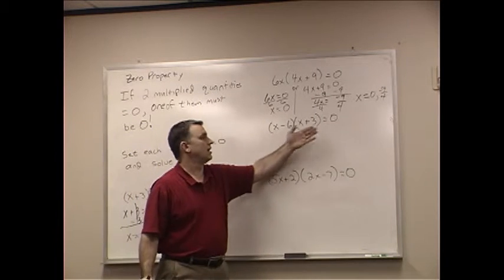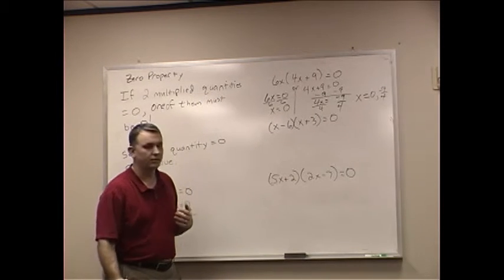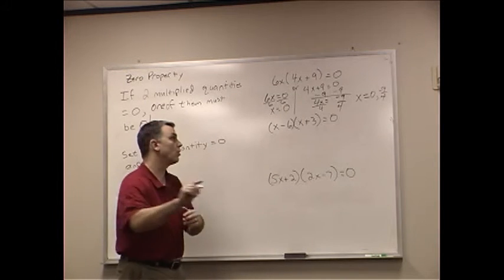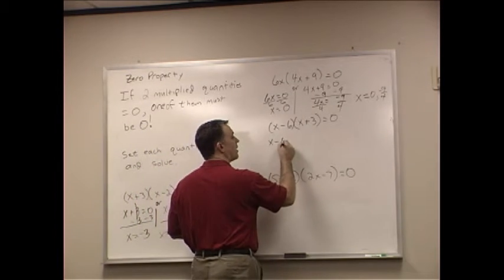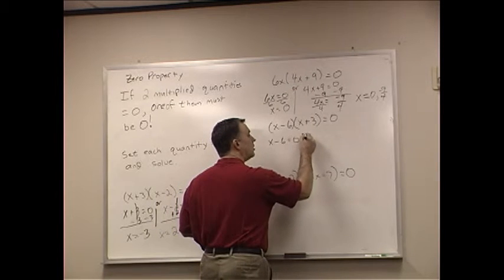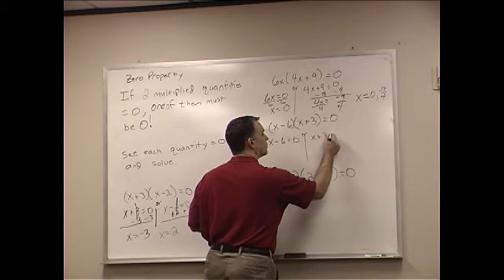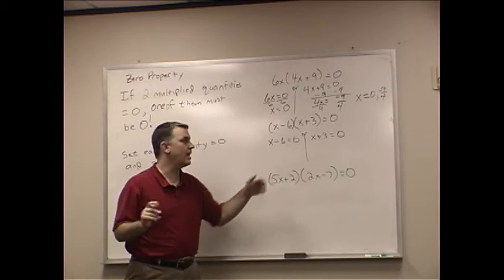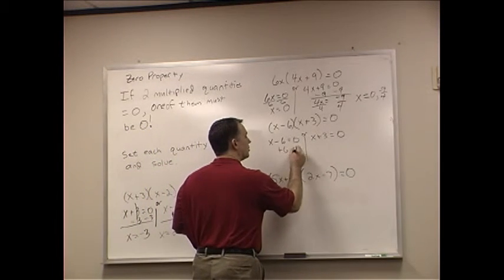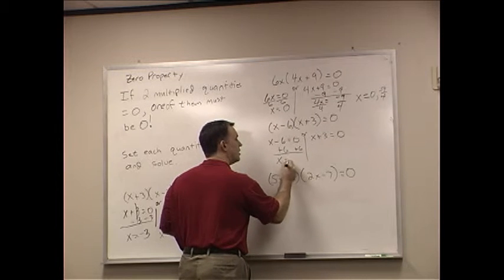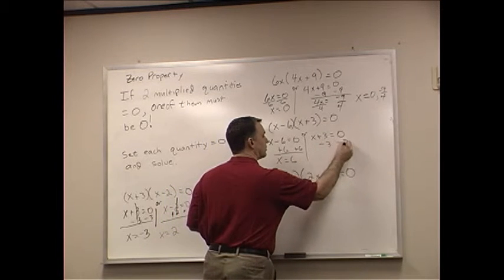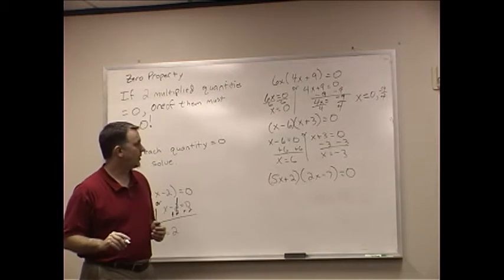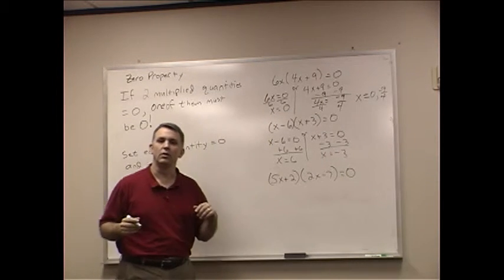The second one, x minus 6 times x plus 3. Hey, that one's got some pretty simple numbers, but I'm just going to go through, and I'm going to write x minus 6 equals 0, or x plus 3 equals 0. I know that you can look at them and you can just see the answer. That's okay. Plus 6, plus 6. x equals 6. Minus 3, x equals negative 3. It's not that painful. Just use a little extra paper.